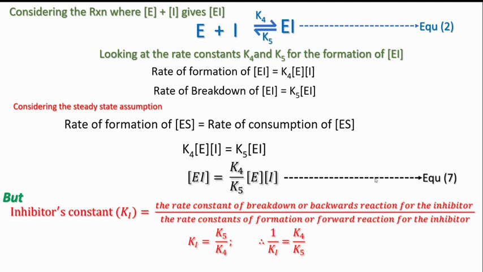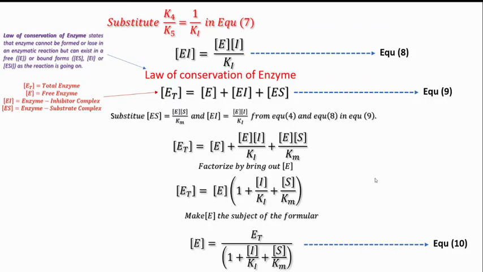So we can make EI the subject of the formula, and we have that. Now we introduce another constant, which is the inhibitor's constant. We explain these constants when the time comes. Now the inhibitor constant is the rate constant of breaking down, or the backward reaction of the inhibitor, all over the rate constant or rate of formation of the EI complex. What the inhibitor is, we are looking at the formation and breakdown of EI. Okay, so 1 over Ki will give you K4 over K5.